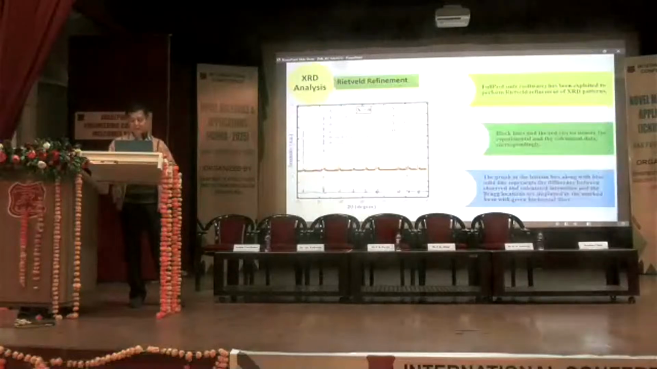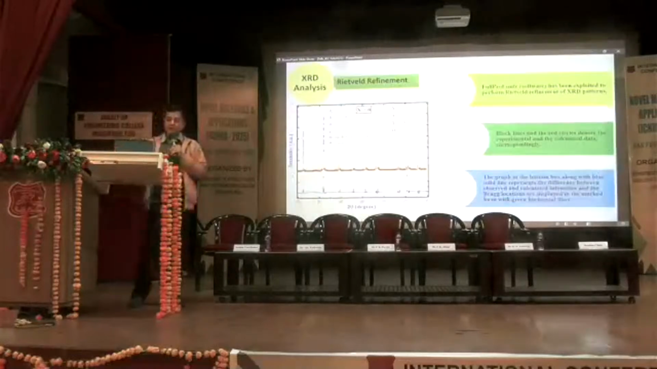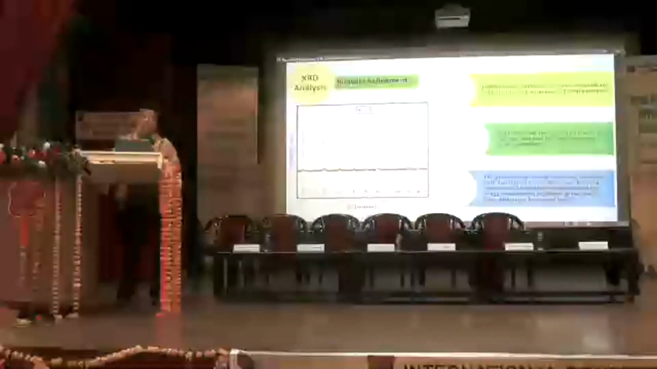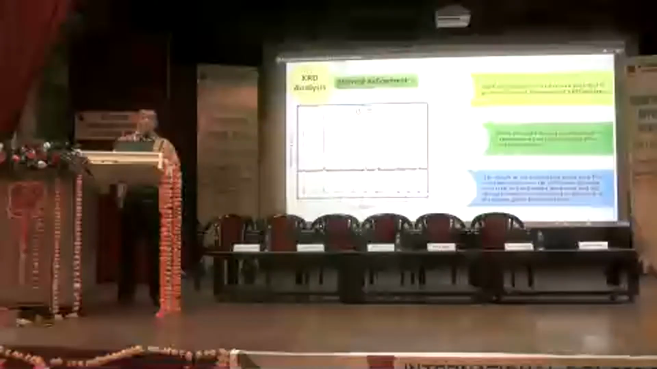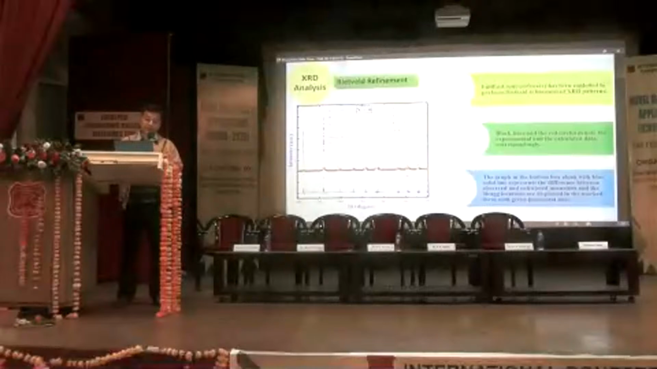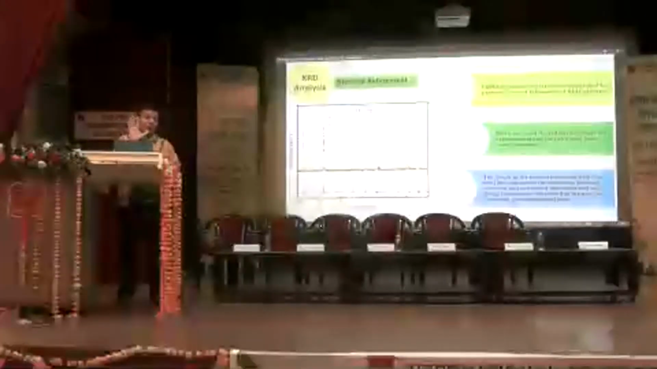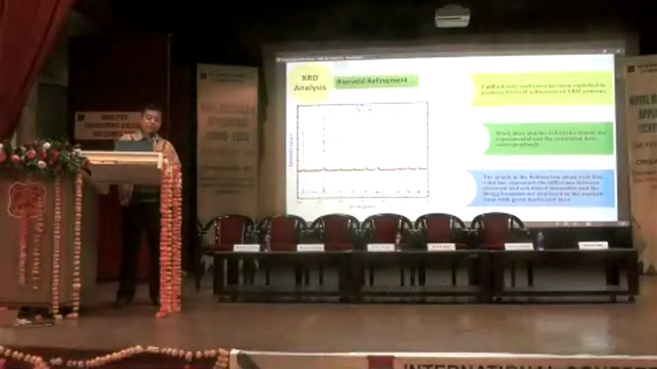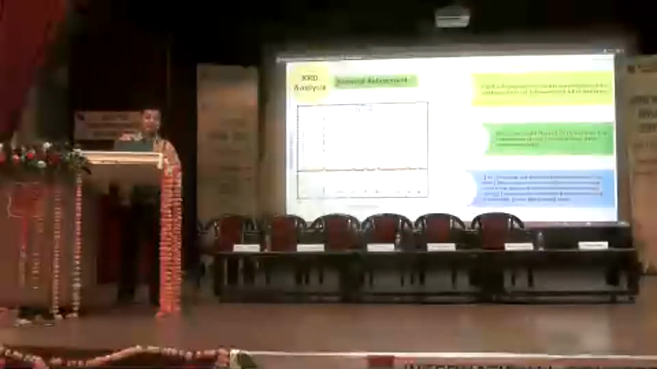If you see here, we did this for pure bismuth ferrite. Here, if you see, this was done with Rietveld refinement through the FullProf software, the XRD analysis. In that figure, this black line and red circles denote the experimental and the calculated data. For the pure bismuth ferrite, there was no doping of any rare earth. In ideal cases, this is the type of XRD structure pure bismuth ferrite gives.